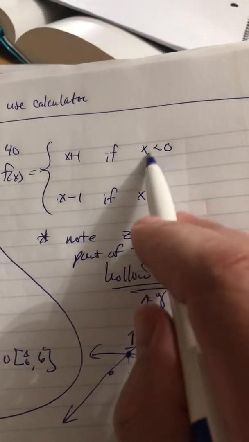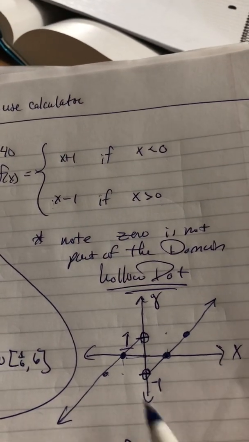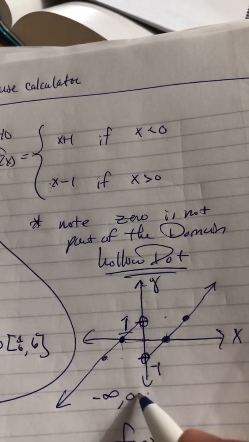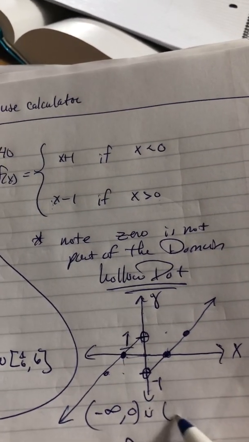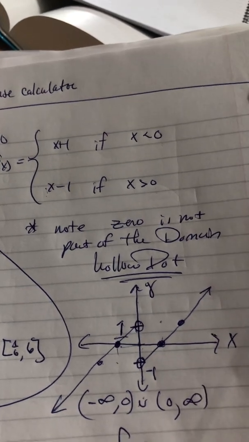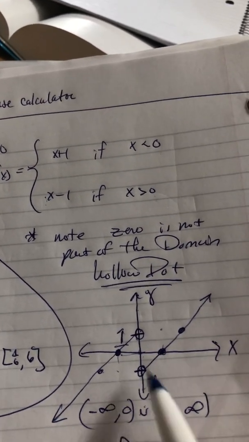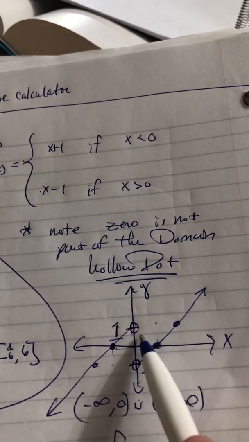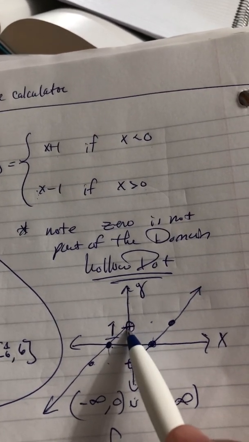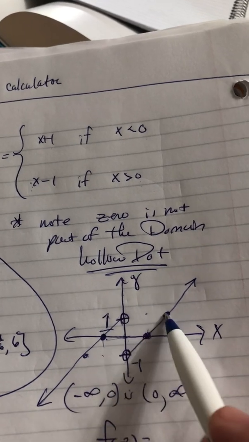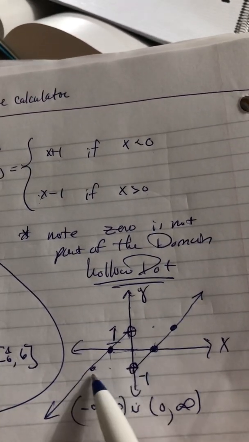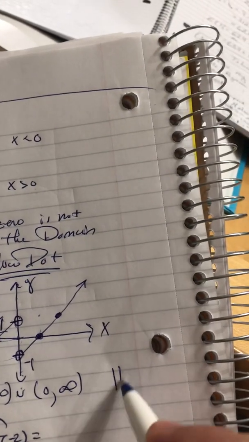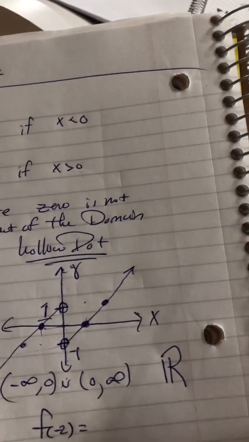So our domain is negative infinity to 0, not including the 0, and then we unite that with 0 off to infinity. If we're talking range, even though there's a break in the graph, every y value is covered. Now, this has a hollow dot, but this y value is generated here. And this has a hollow dot, but this y value is generated here. So our range is all real numbers.